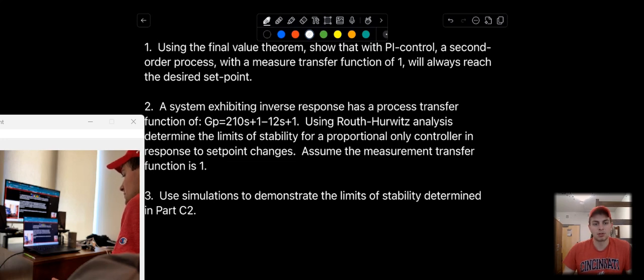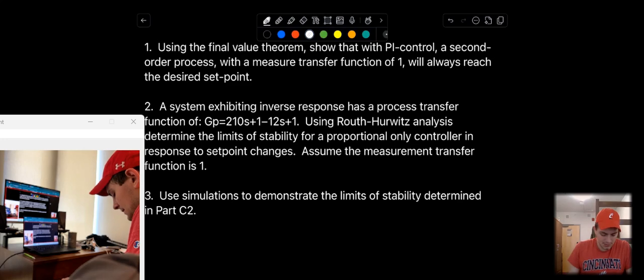Subsequently, we're just going to test this Routh-Hurwitz analysis again, doing another problem to prove its usefulness. And of course, we're going to simulate all this at the very end as well. So let's jump right in here. Our first prompt is using the final value theorem. We want to show that with PI control, a second order process will always reach a desired set point.